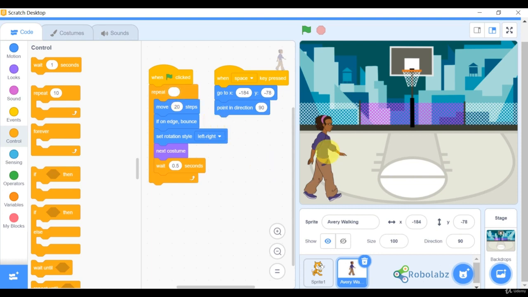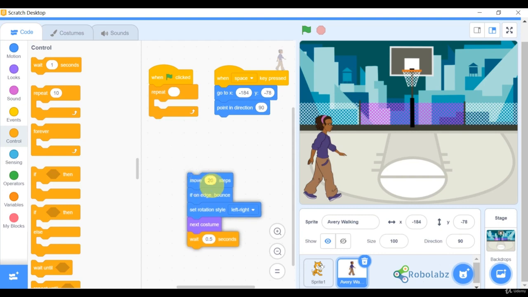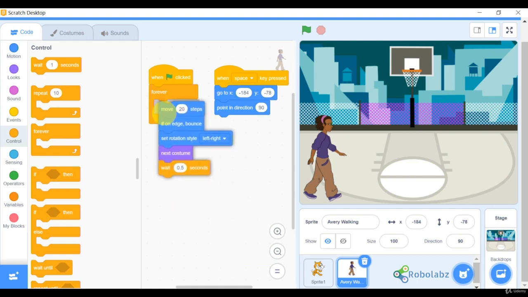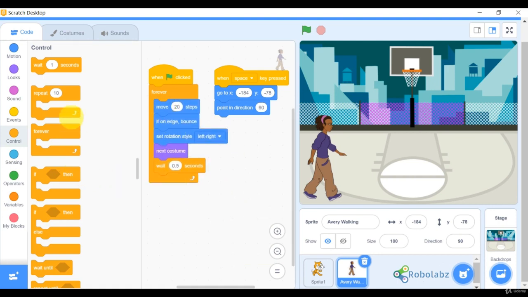If I want this girl to keep on moving continuously, I can use this statement, forever. So if I replace this repeat with a forever loop, now I don't have to be bothered about how many times I have to repeat this loop. This is a forever loop, and this girl will keep on moving forever.